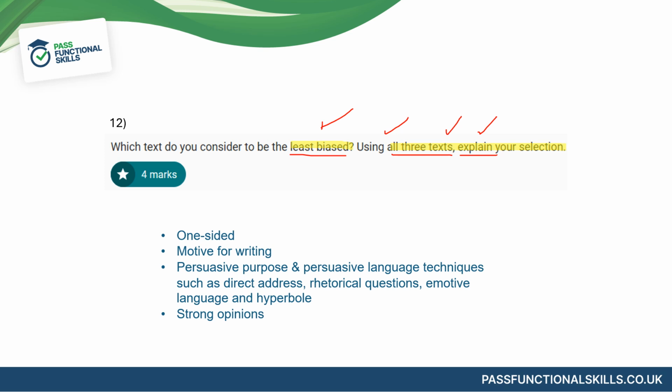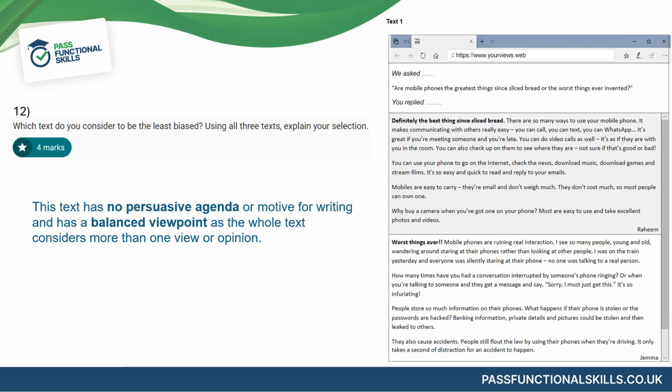And that will give you your next 2 marks. Now, because we need to use all 3 texts, we need to ideally give quotations and evidence from the text to support our points and explain how those quotations show the level of bias in all of the texts. Okay, so first let's have a look at text 1 and decide whether this is biased or not.